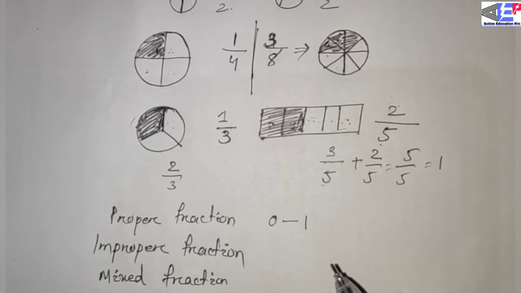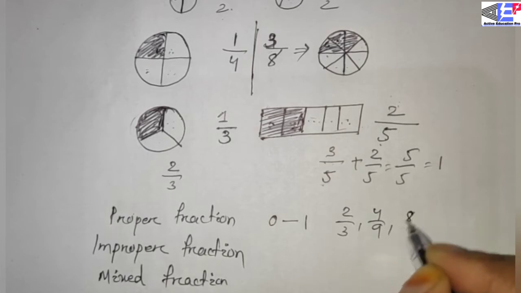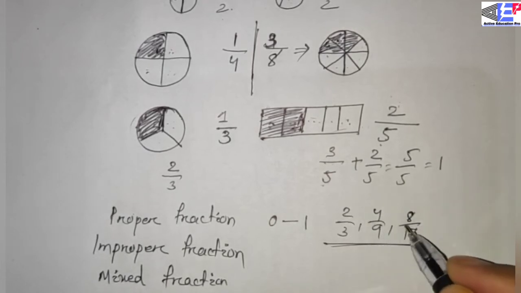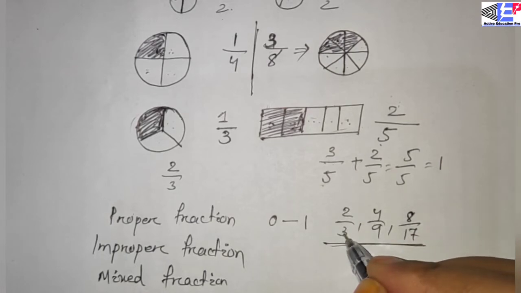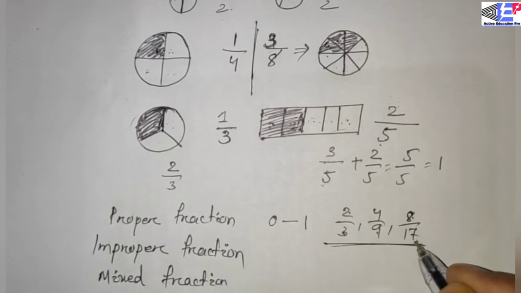These are proper fractions: 2 by 3, 4 by 9, 8 by 17, because their numerator is smaller than their denominator. 2 is less than 3, 4 is less than 9, 8 is less than 17. So these 3 are proper fractions.